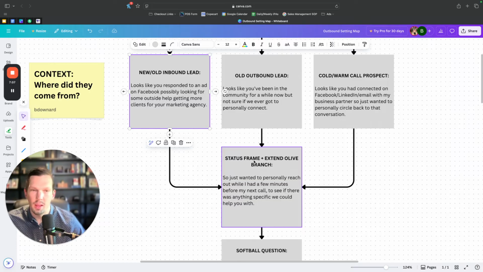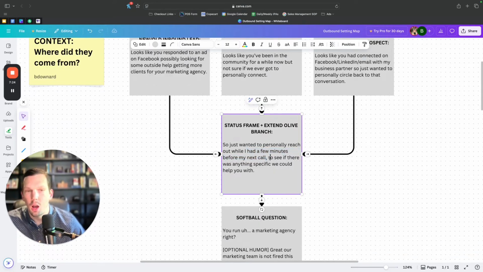This is more of a status frame, extending the olive branch. You want to make them feel that you are busy as well and that it's not going to take a lot of time from them. So when you tell them, "Oh, I just had a few minutes before my next call," it makes them immediately feel that this isn't going to take a long time. Brian's not going to talk my ear off forever.